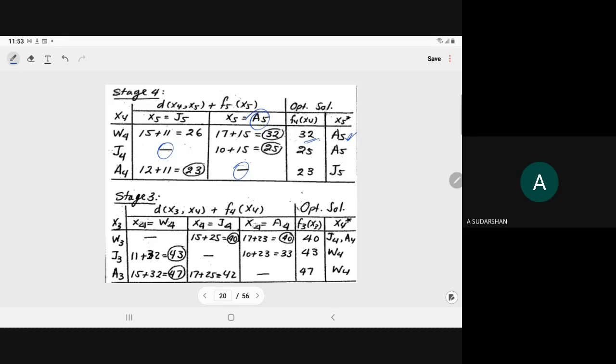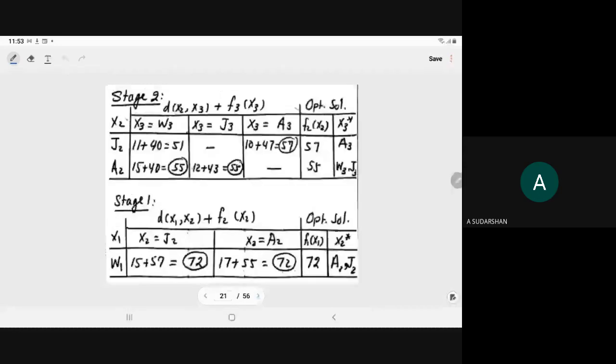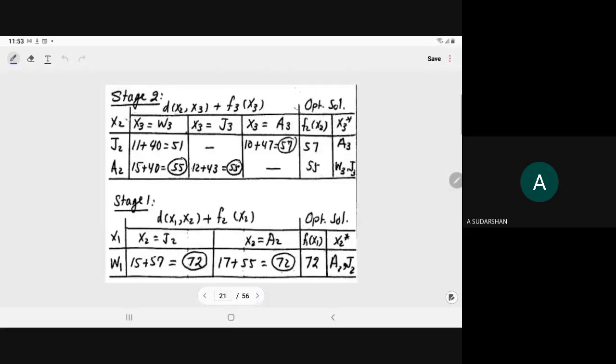Then this is not a feasible route, so we have only one option, that is 25. When we write 25, it is through A5. This is not a feasible route, so we have only one option, that is 23 from Jefferson 5. In this way, we proceed for stage 3, then stage 2, then stage 1.